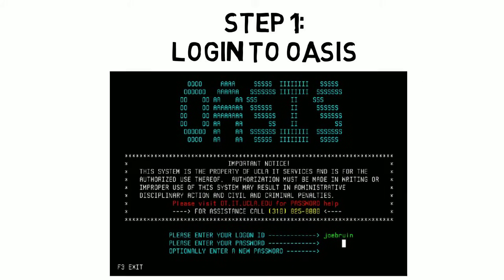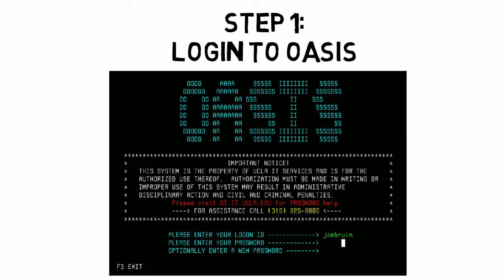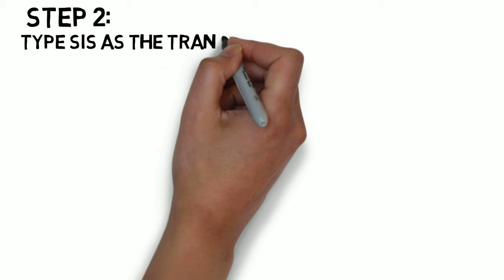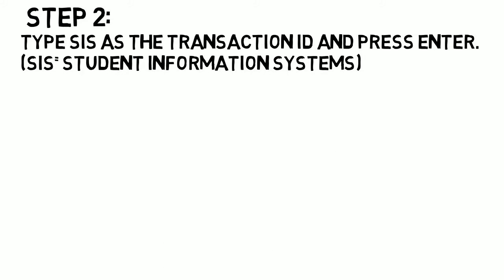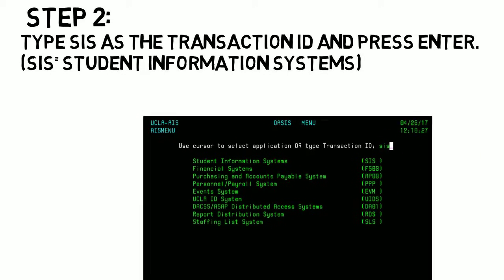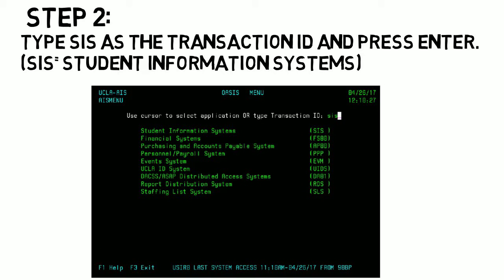To begin, you will have to log in to Oasis using your name and password. Please note the system will only allow you 3 attempts to do so before it locks you out. After you have logged on to Oasis, you must type SIS into the transaction ID and press Enter. This will direct you to the Student Information Systems on Oasis, which is where the scheduling menus are found and where we will be able to insert our courses.